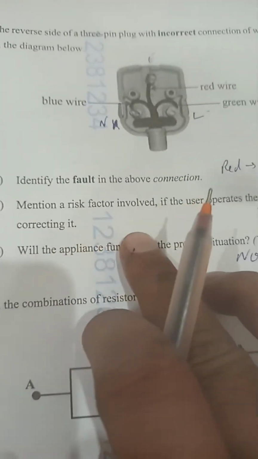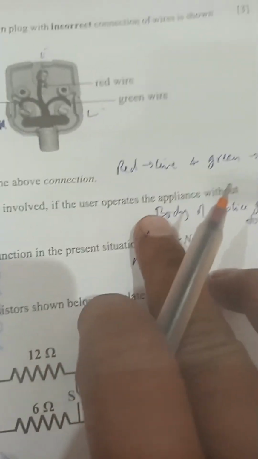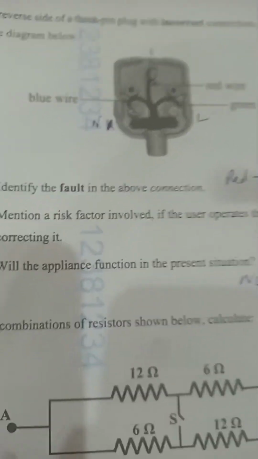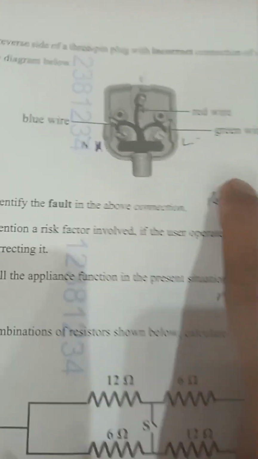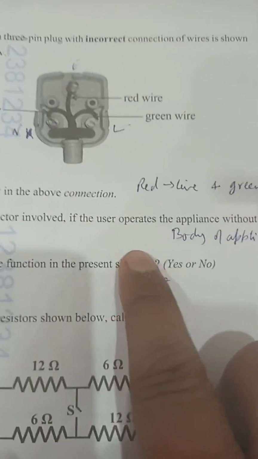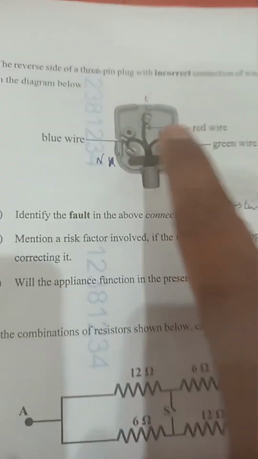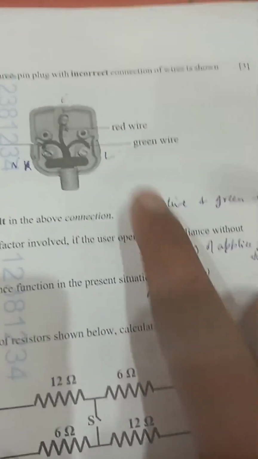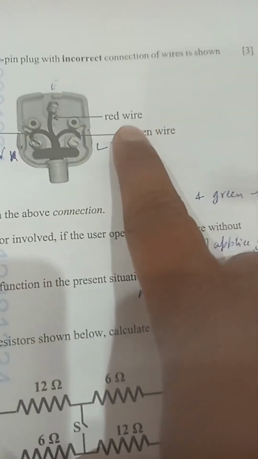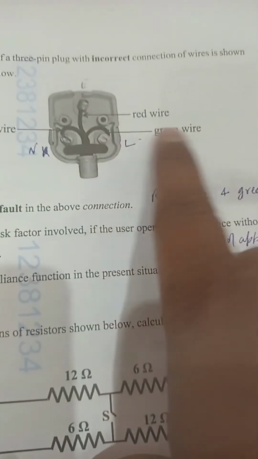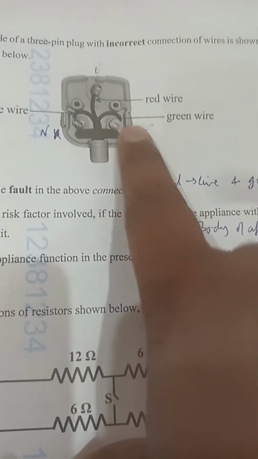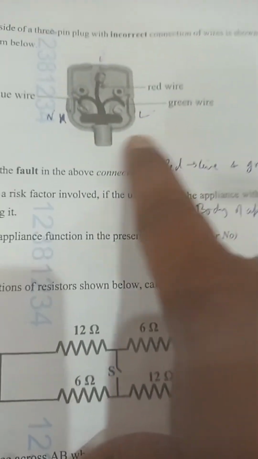Then mention a risk factor involved if the user operates the appliance without correcting it. If the user operates the appliance without correcting it, then what will happen? The earth will get connected to the live, and earth is connected to the body of the appliance. So the body of the appliance directly comes in contact with the live wire. Current will be there in the body of the appliance, so when we touch it, we will get a shock.